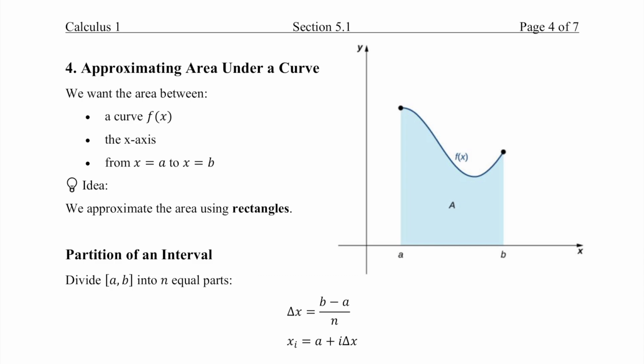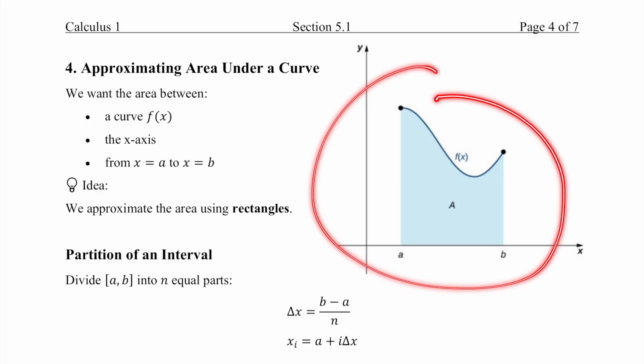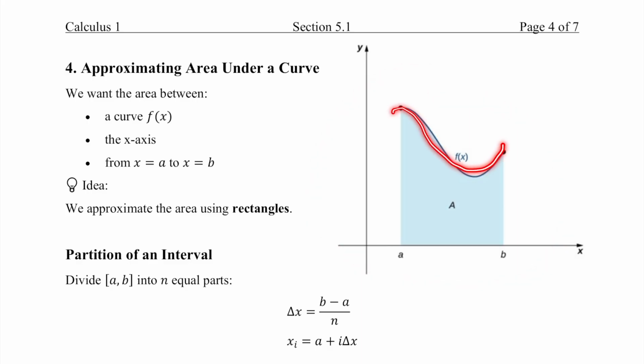Now, we're going to move into a very important idea in calculus, approximating area under a curve. We want to find the area between a curve f of x, the x-axis, and between the 2 points x equals a to x equals b. So visually, you can imagine this curve here and the shaded region underneath it. That's the area we are trying to approximate.